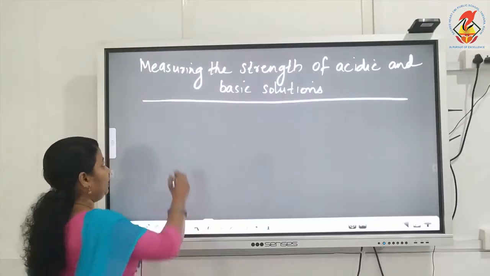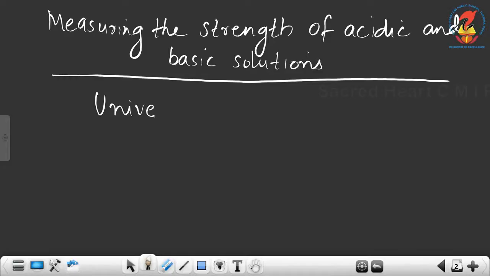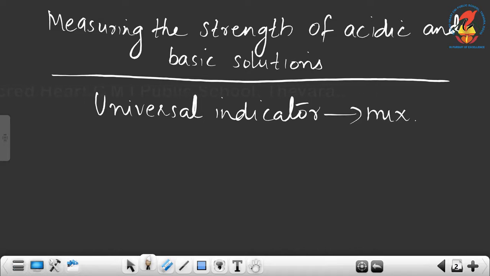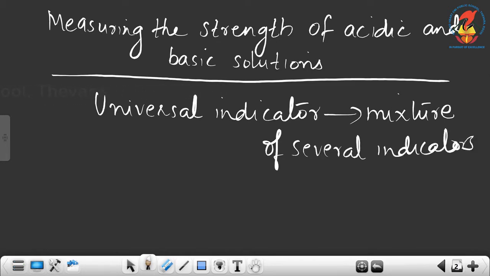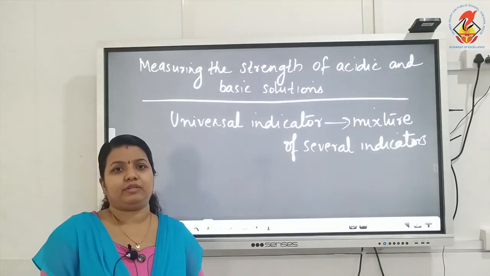That is done with the help of an indicator known as universal indicator. It is a mixture of several indicators. Universal indicator is actually a mixture of several indicators, and universal indicator measures the concentration of hydrogen ions in a solution.